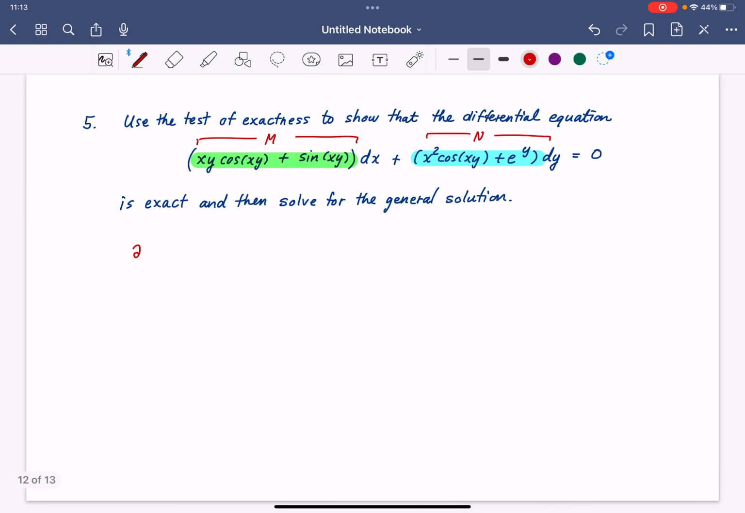So differentiate M with respect to y. It means you have to differentiate this thing, xy cosine xy plus sine xy, with respect to y. Let's see if you can do it before you learn derivatives in 2 dimensions.